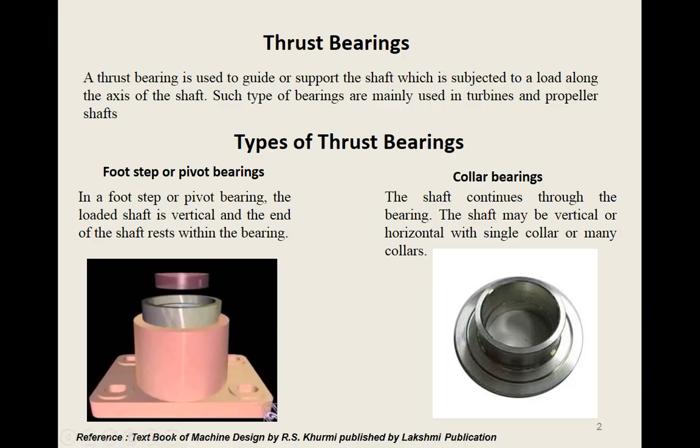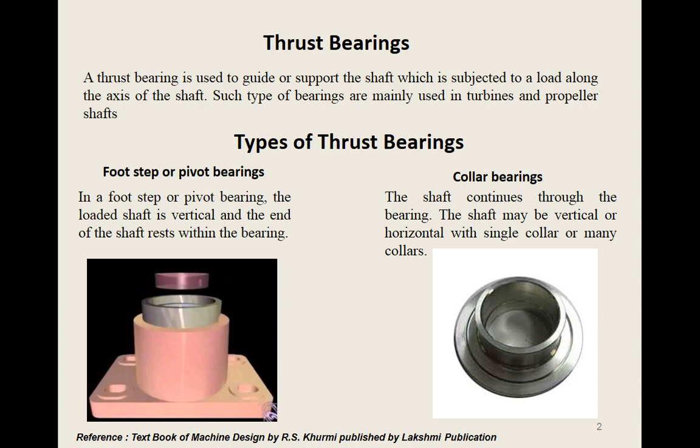Thrust bearing is used to guide or support a shaft which is subjected to load along the axis of the shaft. Such types of bearings are mainly used in turbine and propeller shafts. There are two types of thrust bearing. First one is the footstep or pivot bearing, and second one is the collar bearing.